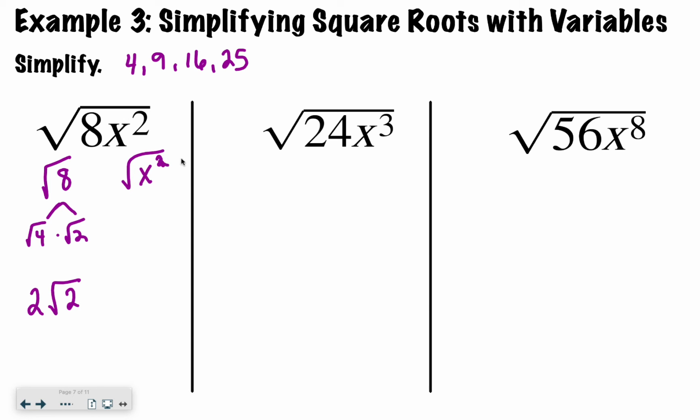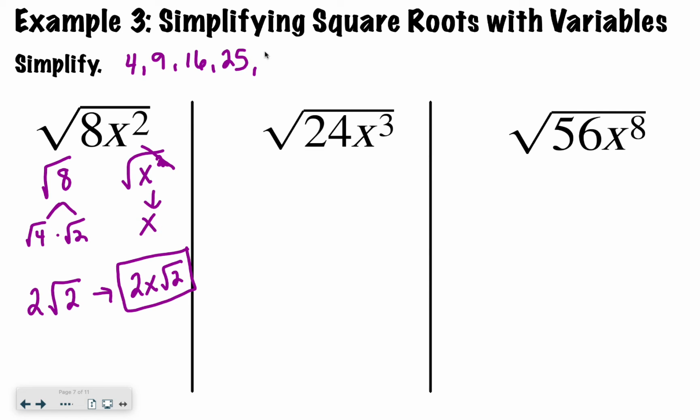Now what happens with the square root of x squared? Oops, that should be a 2. With the square root of x squared, the square and the square root cancel each other, so this just becomes an x outside of the square root. If I combine my answers together, it's 2x on the outside and just the square root of 2 on the inside.